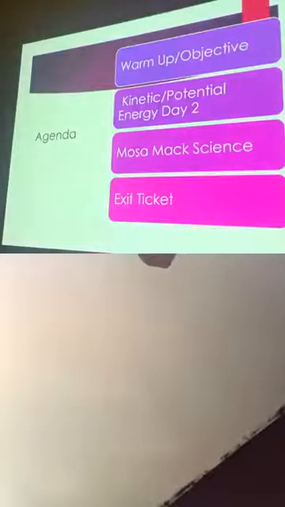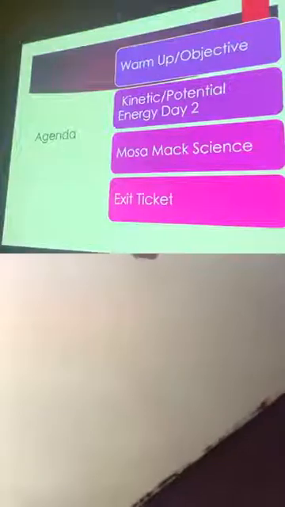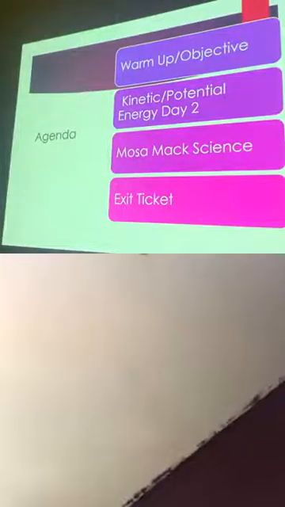Here's our agenda. We did our warm-up. We're going to talk about kinetic and potential for day 2. We're going to do an activity on MOSA Max Science, and I'll explain what that is once we get to that point. And of course, we'll have an exit ticket. So what did we learn last time? Milani, listen up, because this is just a recap. Give me a thumbs up if I'm not going too fast.